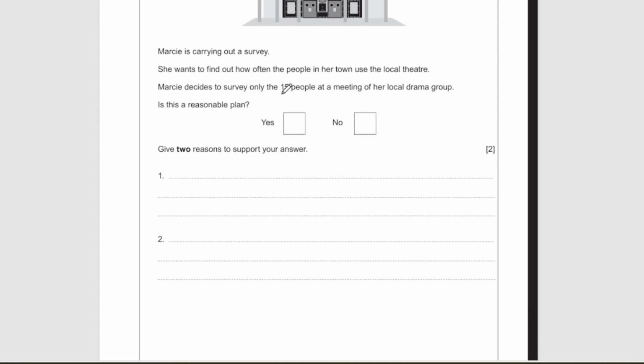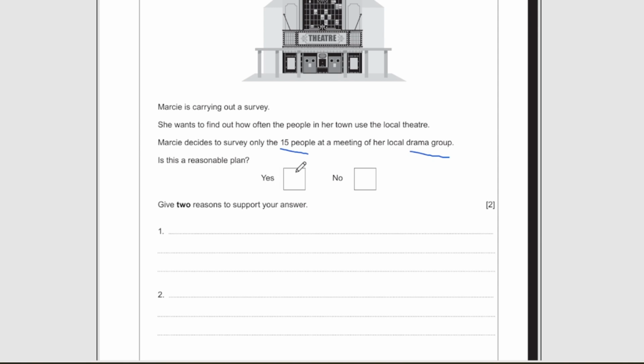So let's have a look at this. She only surveyed 15 people. It's not a bigger number of people, and they're from a local drama group, which means they're more likely to go to the theatre, right? So therefore, I don't think this is a reasonable plan. And why? Because she only surveyed 15 people. And again, my handwriting on a computer is not the best. It's okay with numbers, but anyway, she only surveyed 15 people.